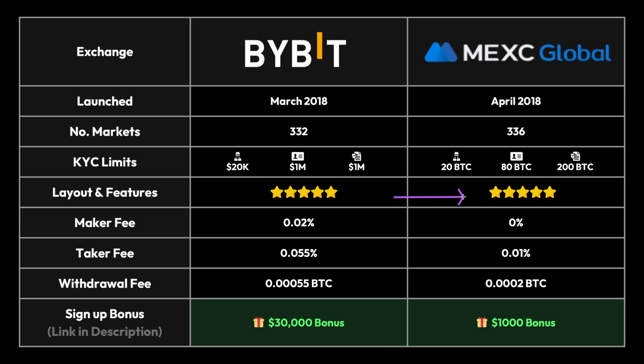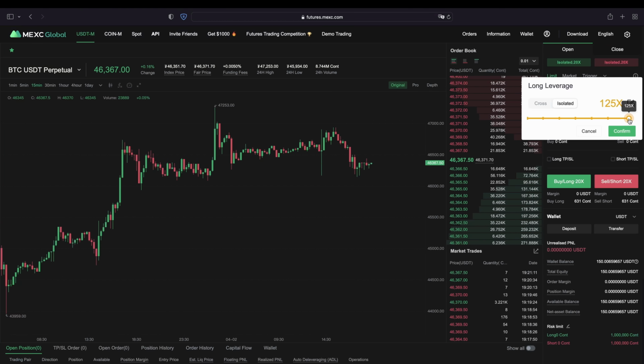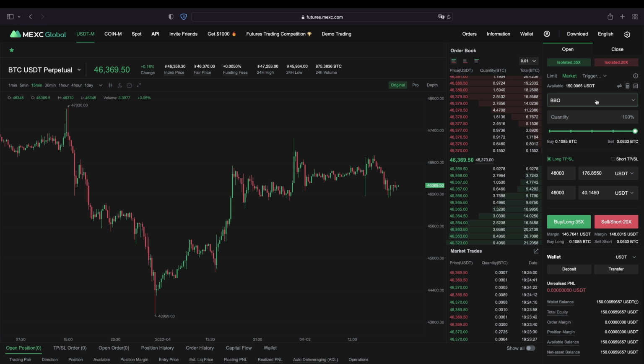Next up, let's check out MEXC Global. Functionality wise, there's definitely nothing missing. When opening a position, you can directly set your take profit and stop loss and directly see how much profit or loss you will make. And if you change your leverage after that, you can directly see how it changes your profit and loss from your take profit and stop loss.